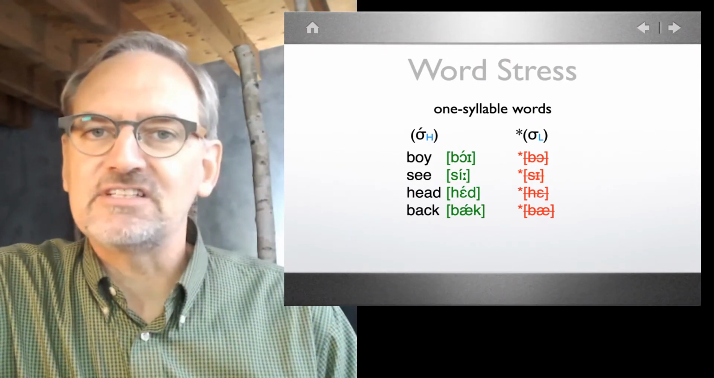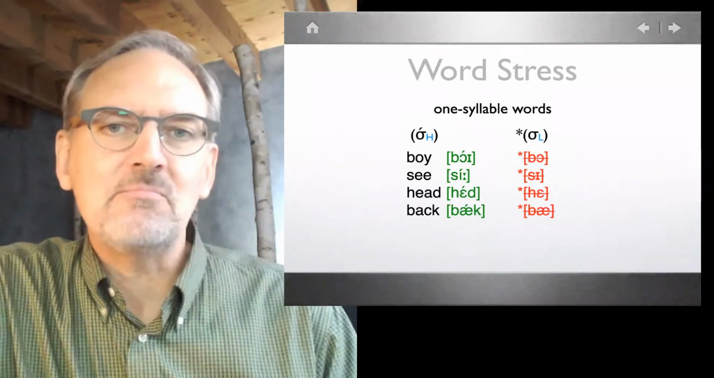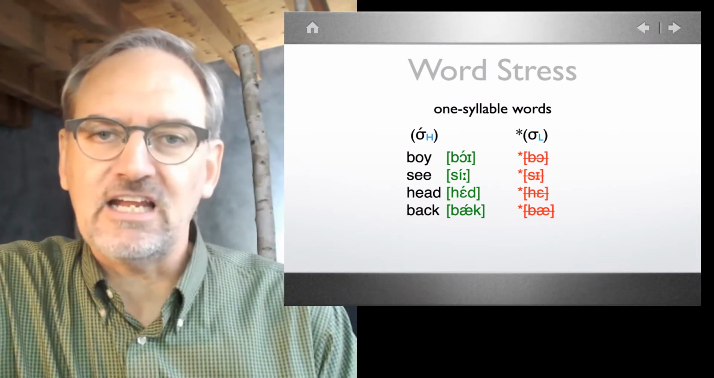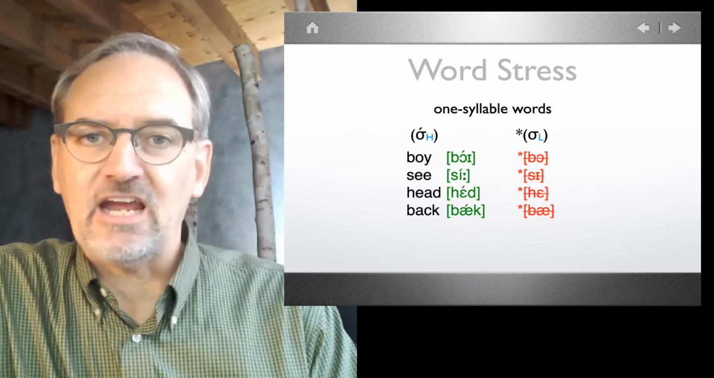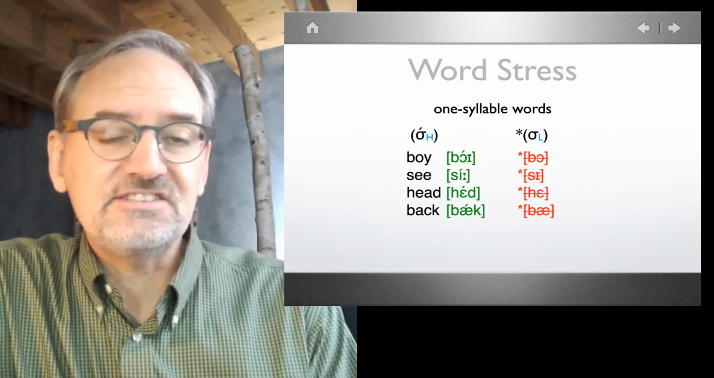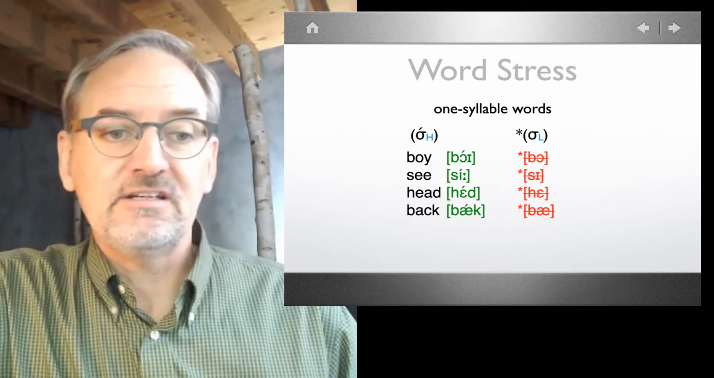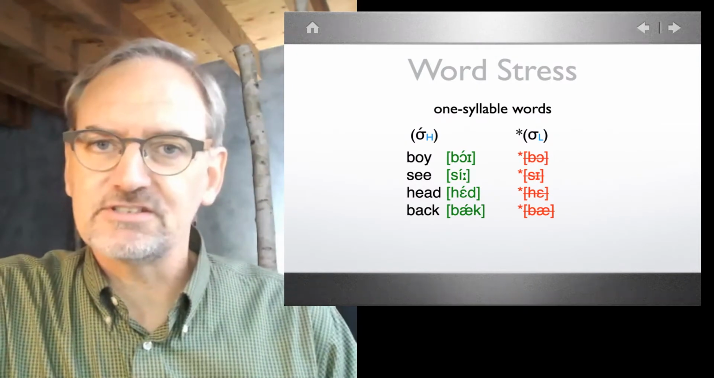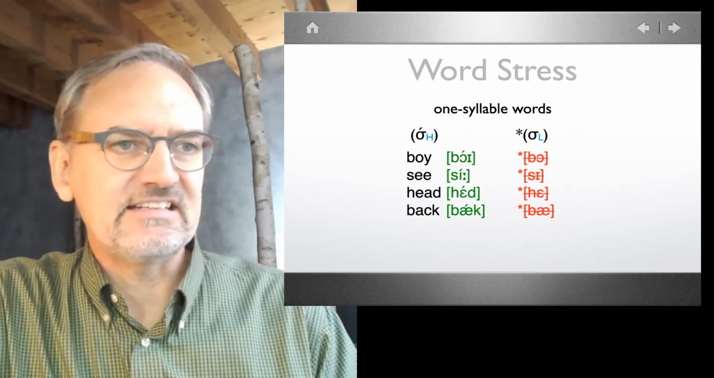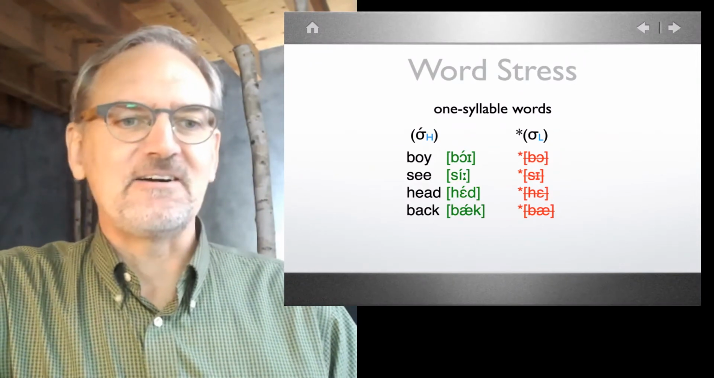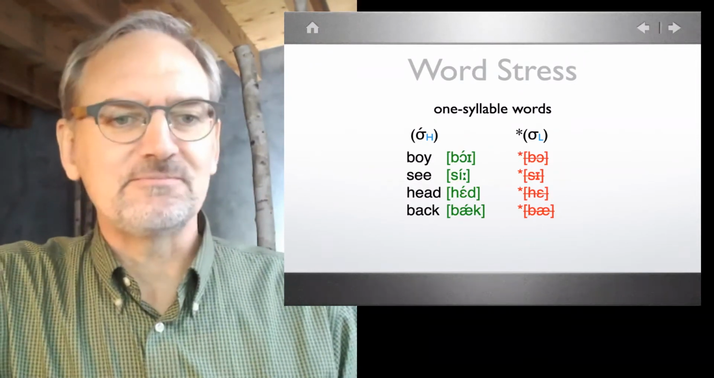So here's where we have this notion of word minimality. The minimum size of a word in English is a single heavy syllable, really a single foot. Japanese is an example of a language that permits smaller words. So you can have a word like e or ha. But in English, that would be impossible.